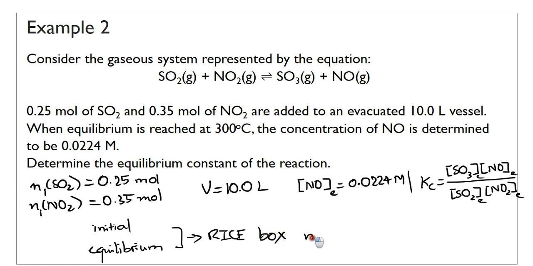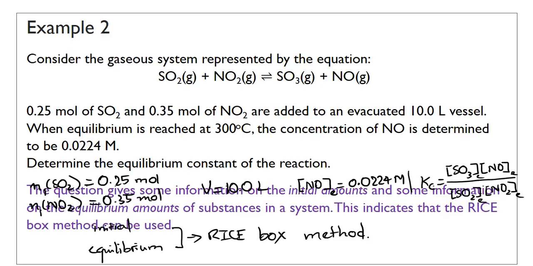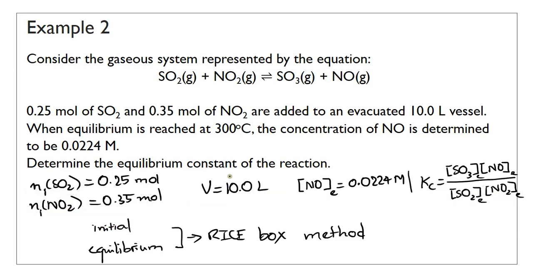So this is the RiseBox. We're going to use the RiseBox method for this question as well. So we're going to start with the RiseBox. Okay. So now the other thing that I want to point out is the initial amount of the reactants are given in number of mole, but the product is the concentration. So you have to make sure that the units that you are using in the RiseBox are consistent. So what I'm going to do in this particular question is convert the initial number of moles of the two reactants to concentration before I begin.